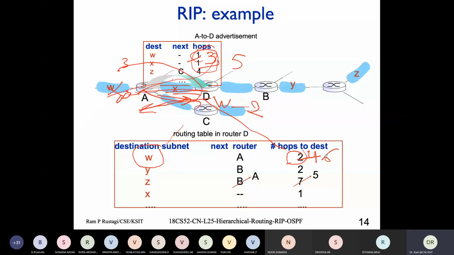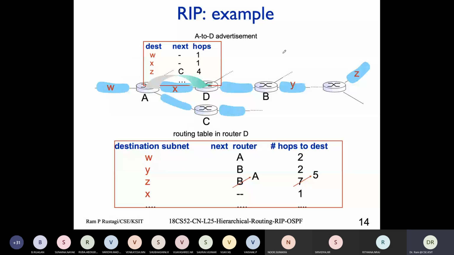And that way they keep on increasing, this becomes 6, and this is called the count to infinity problem. How long do you keep on increasing? To avoid increasing forever, the max hop count was limited to 16. And that's the reason, and this problem is basically count to infinity. The solution is what is called poison reverse.